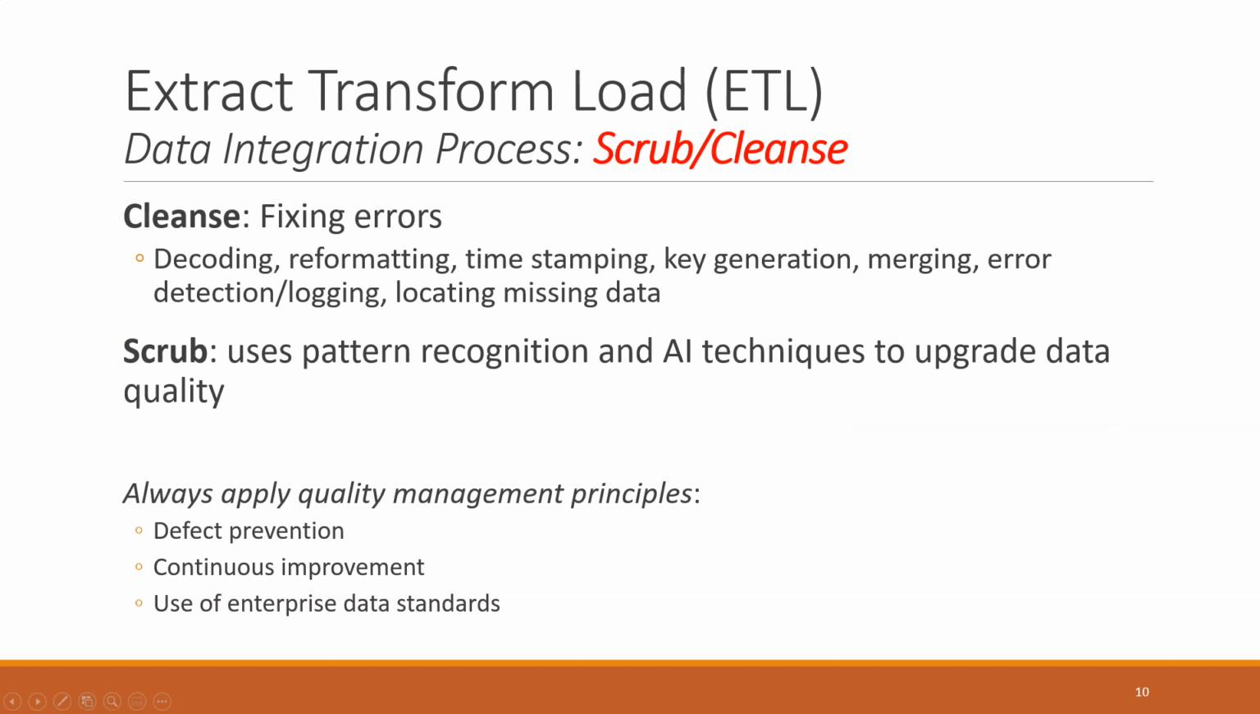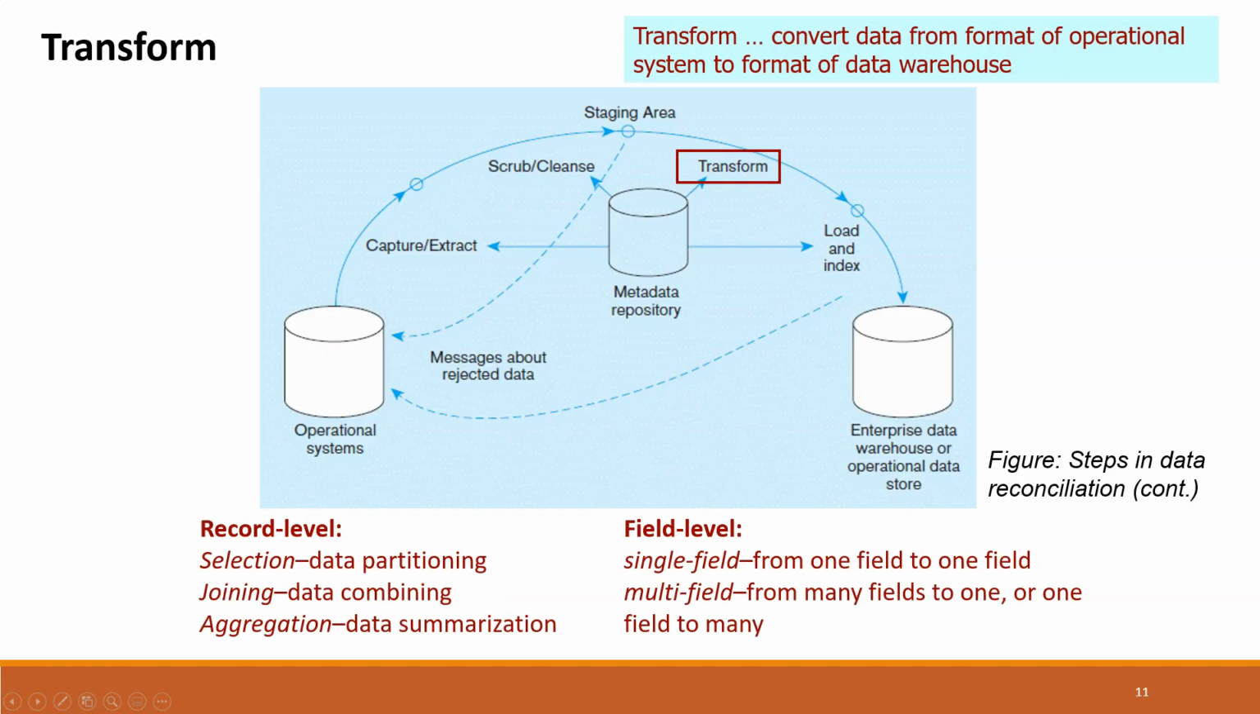All right, so it helps with preventing defects. It also increases our data standards and creates some continuous improvement efforts. Now, transforming will allow us to join some data, aggregate data, select specific portions of our data. And I was using scrub and cleanse to talk about changing things from single field to multi-field. And these can move into different types of examples.